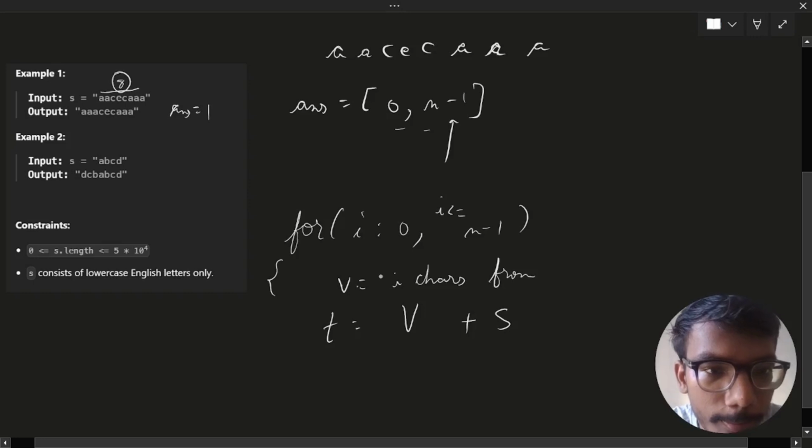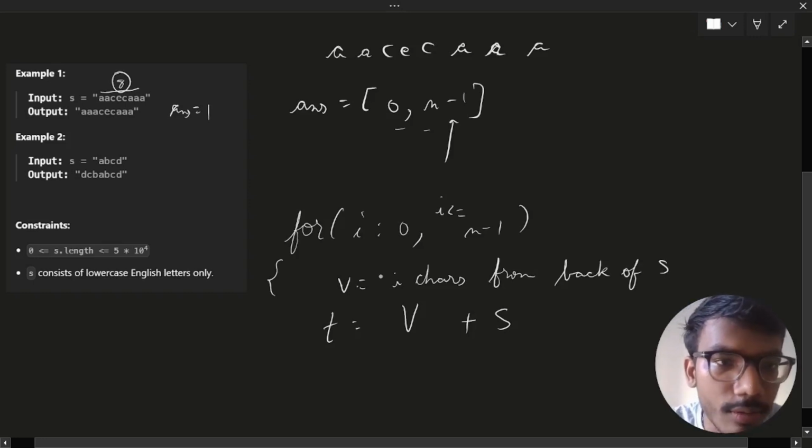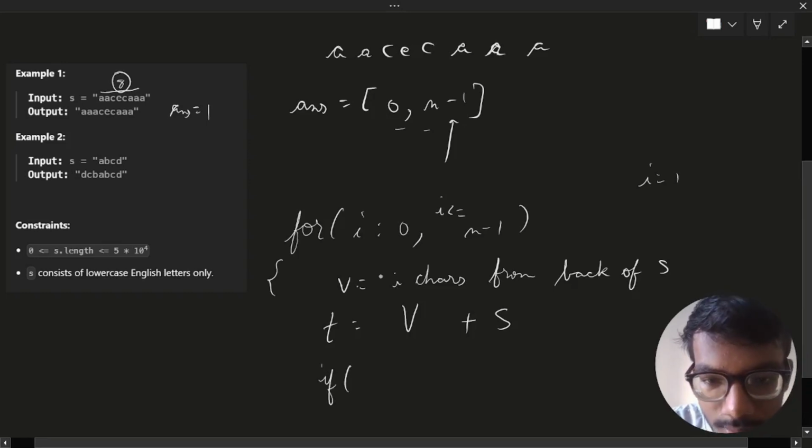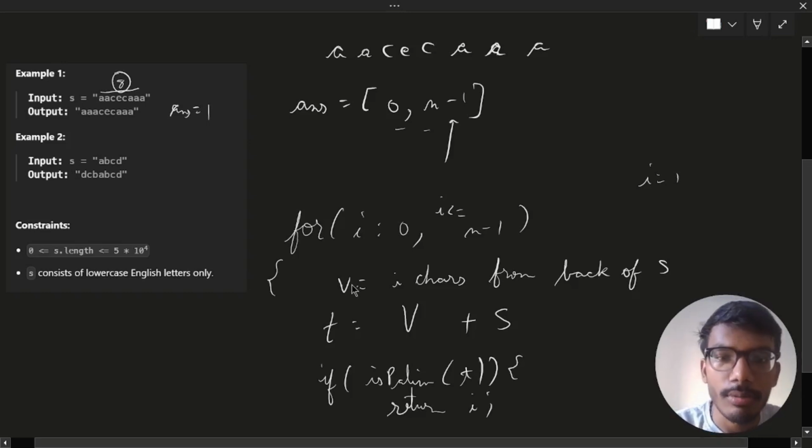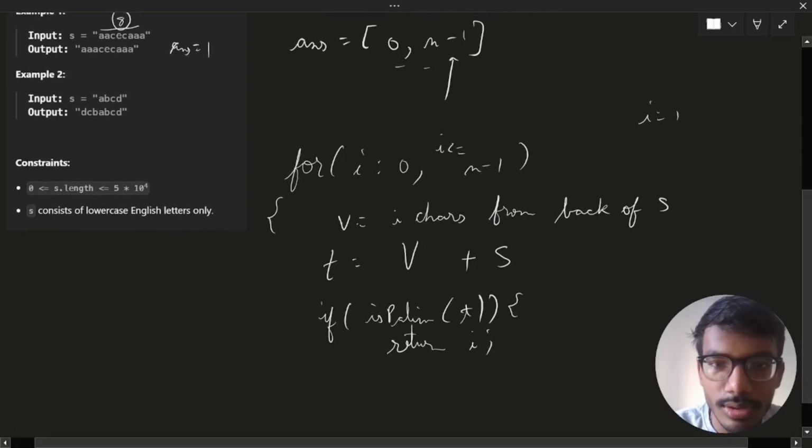So what is v? Let us say v is picking i characters from the back of s. For i equal to 1, I am picking one character from the back of s. For i equal to 0, I am picking 0 characters from the back of s. I'm inserting this v onto the front, and I'm building this new string t. Now I check whether t is a palindrome or not, by writing an isPalindrome function for t. If it is true, then I simply return i, because I got my answer. I want the minimum possible insertions.